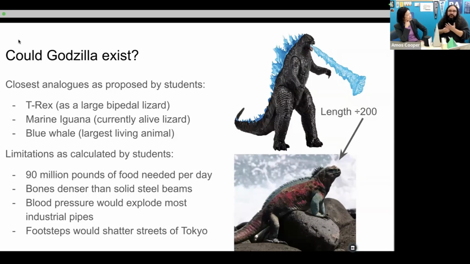From two-dimensional analysis, they said that the blood pressure of Godzilla would explode most industrial pipes, and that footsteps would completely shatter Tokyo. You would go through the ground. He couldn't even exist.